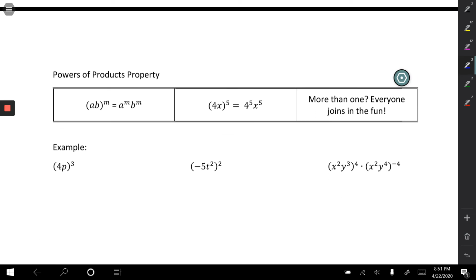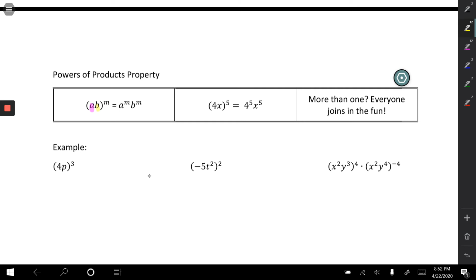And this is the powers of products property. Now, this is when I have more than one base multiplying on the inside. So right here, I notice I have both a and b, and so I need to bring that exponent to both the a and the b in my final answer. It doesn't matter if it's both letters or both numbers or whichever, we need to distribute that exponent to every base, right?